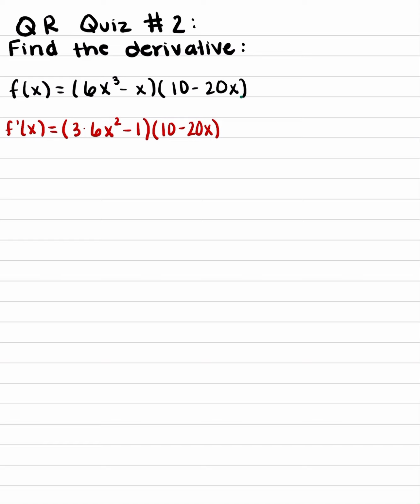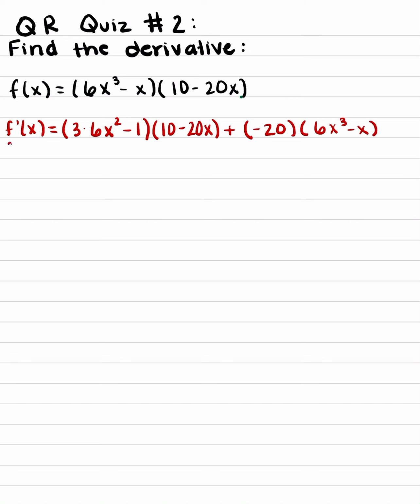Then we add, and then we're going to find the derivative of the second term, which is just negative 20, right? Because the derivative of 10 is 0, and the derivative of negative 20x is just negative 20 because we get rid of that x. And then we just multiply it against the original first term, 6x cubed minus x.